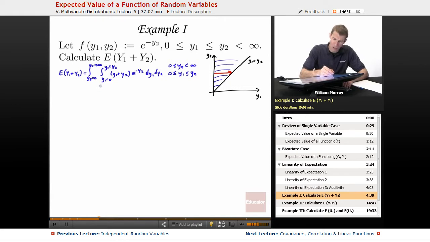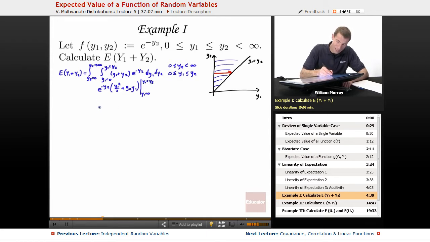So I'm going to do that first integral. Notice that the inside integral, the variable is y1. So that means y2 is a constant, and in particular, the e to the negative y2 is a constant. So I'm going to separate out that e to the negative y2, and then the integral of y1 plus y2 with respect to y1 is y1 squared over 2 plus y2 y1. So I just did that inside integral with respect to y1. Now I have to evaluate that from y1 equals 0 to y1 equals y2.